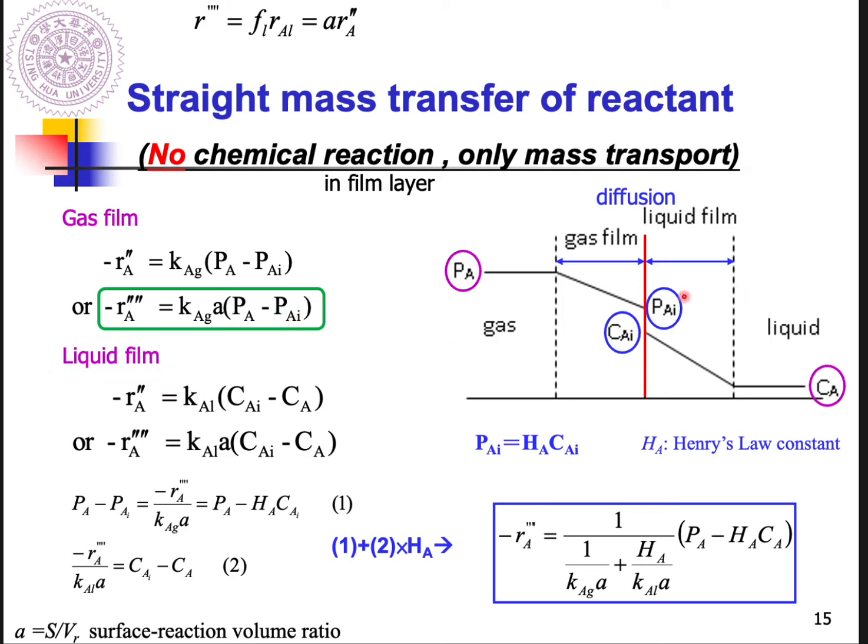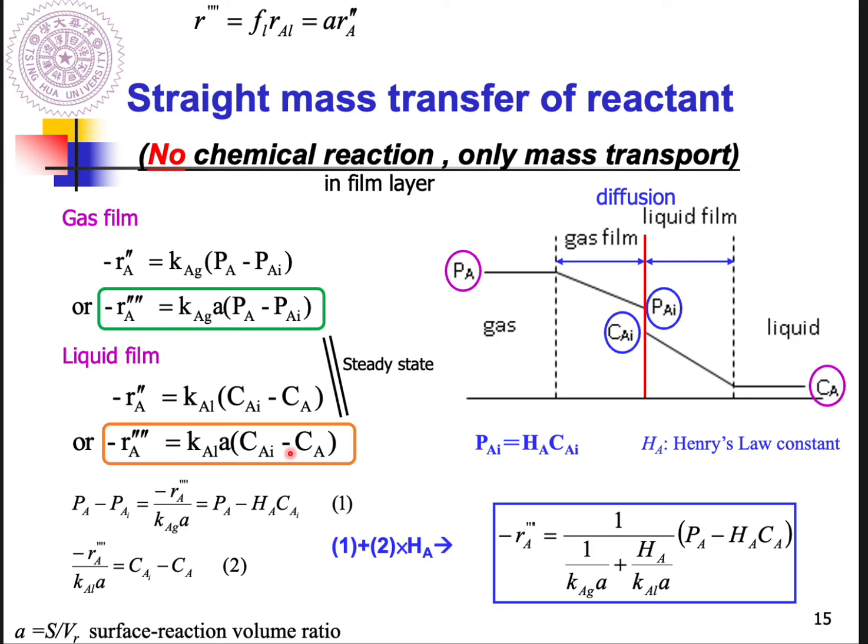And regarding the flux of A passing through the liquid film, we write r_A double prime = k_AL, the transport coefficient of molecule A diffusing through the liquid film, times (C_AI minus C_A), converted to per reaction volume by multiplying by a, and we get these results. And next, as long as this reaches steady state, this flux should equal this flux.